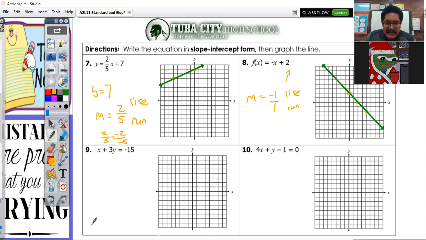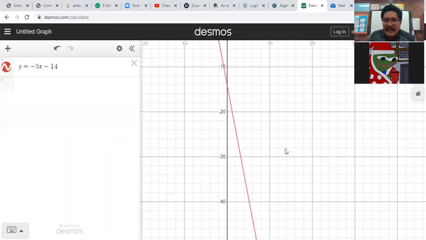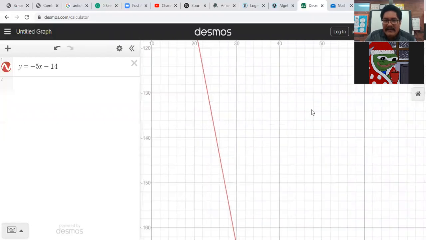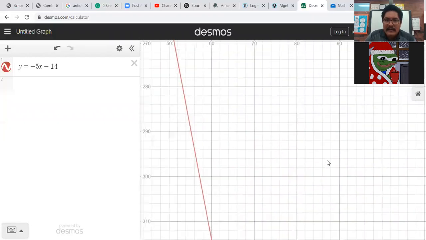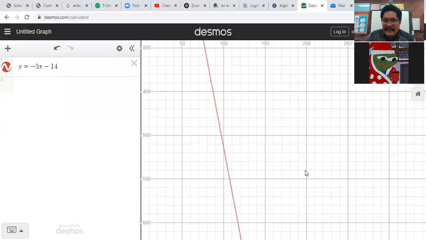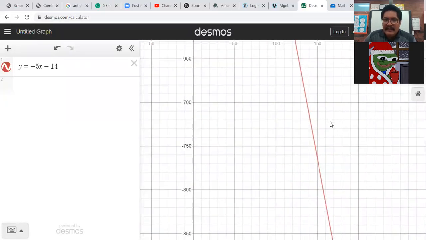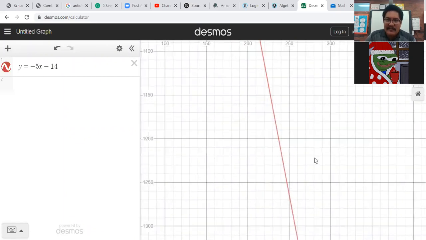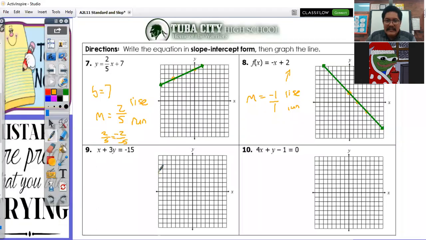So if you remember, I don't know if I still have my Desmos from yesterday. I think I do actually. So these lines, remember, they go on and on forever. They do not end, they do not stop. And anywhere I look at the line, it goes from the top to the bottom, or if I'm having a sideways line, it goes all the way from one side to the other side. So make sure when you're drawing these lines, you make sure the line goes all the way across.